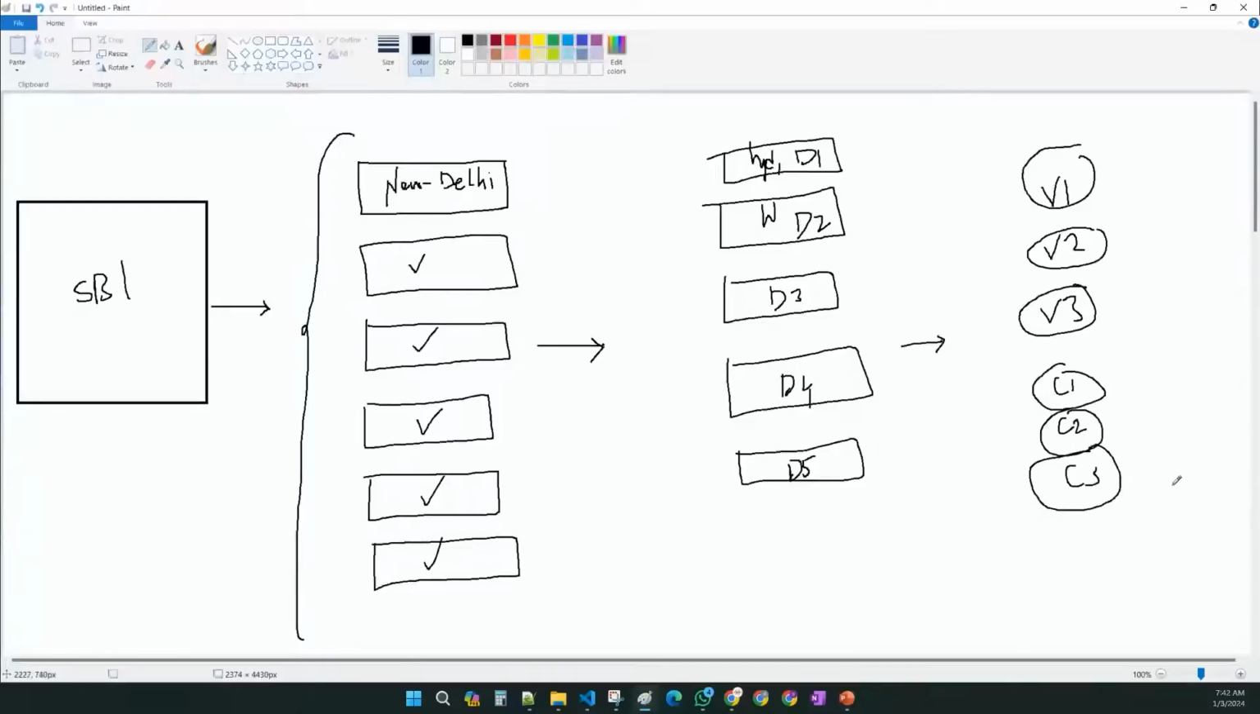Okay, this way SBI has divided its branches into multiple states, and the states into multiple districts, and further divided into multiple villages and cities. Okay, why is it doing this? Why is SBI doing it like this? Not only this bank, if you take any other bank, this is what they do.